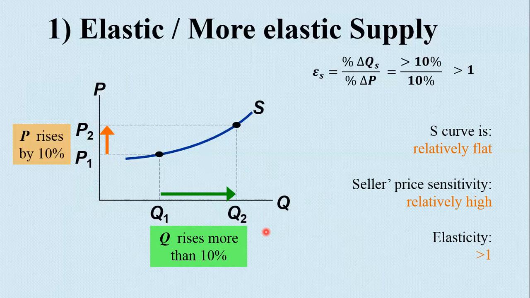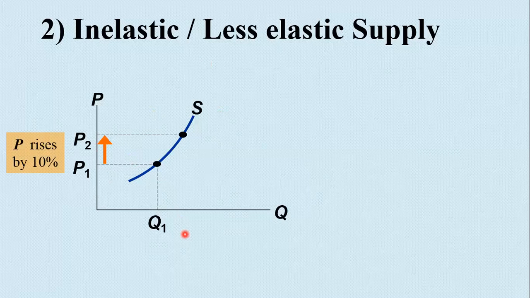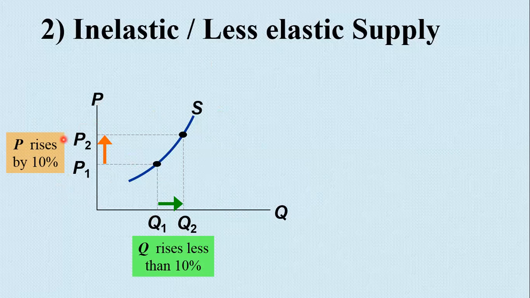Now it starts with the second case. This is inelastic or less elastic supply. Again, focus on the curve first. This curve is more bending towards the price or the vertical axis. And we have already mentioned 2 points over here. If the price is rising by 10%, quantity supplied is also increasing by lesser than 10%. Means larger change in price is causing smaller change in quantity supplied, right?